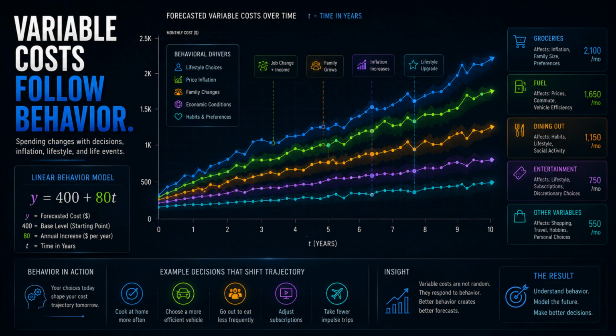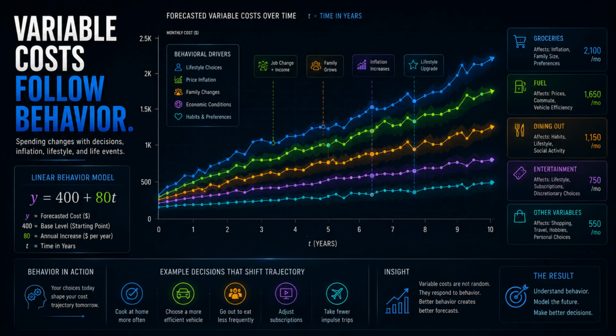Now let's move into variable costs. Variable costs fluctuate with behavior. Examples include groceries, fuel, dining out, entertainment, travel, clothing, and discretionary lifestyle spending. Unlike fixed costs, variable costs move dynamically through time. They often respond to inflation, lifestyle changes, family size, economic conditions, habits, and emotional decision making.